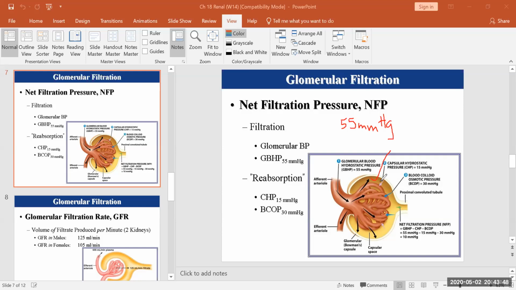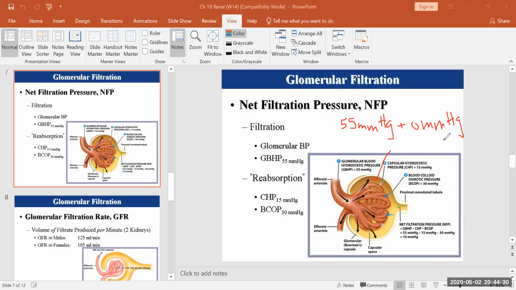The solute in the capsular space has the ability to attract water from the glomerulus into that capsular space. But under healthy conditions, it's not significant. It's not enough force, so we ignore that. So it's equal to 0. So the two components that promote filtration are the blood pressure in the glomerulus and the water pressure in the Bowman's capsule, which is 0 millimeters of mercury, because it's negligible. It becomes significant only under pathological conditions.